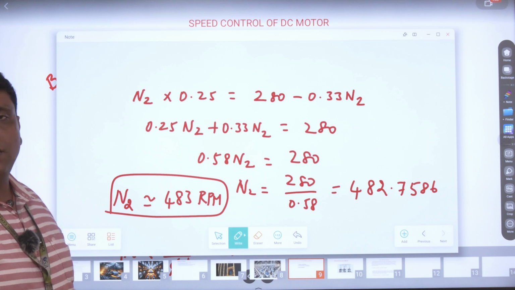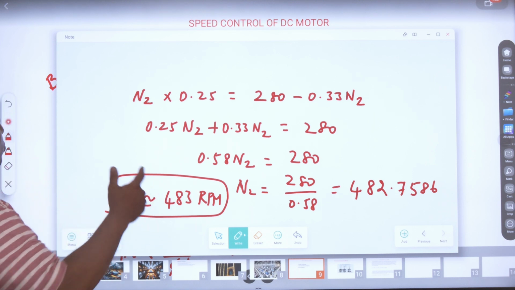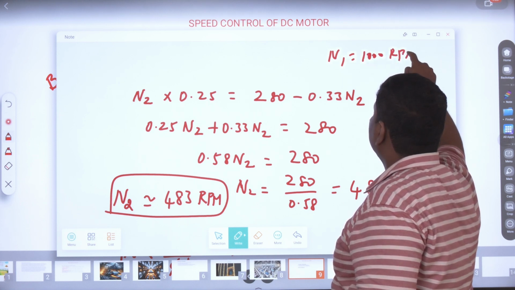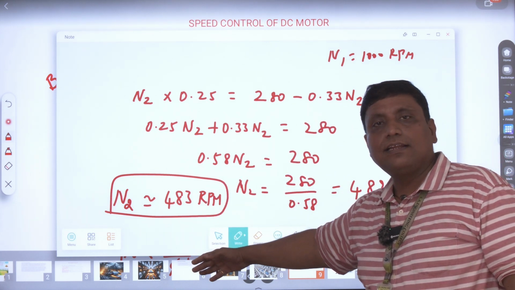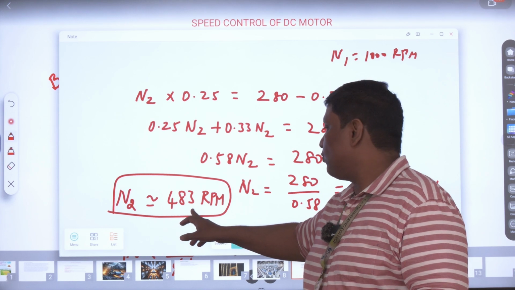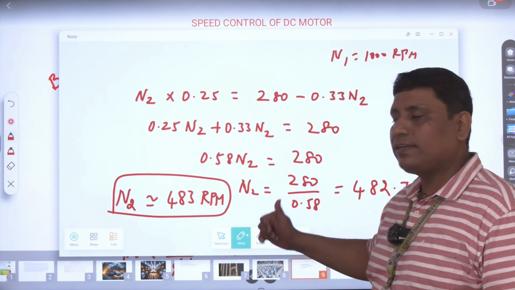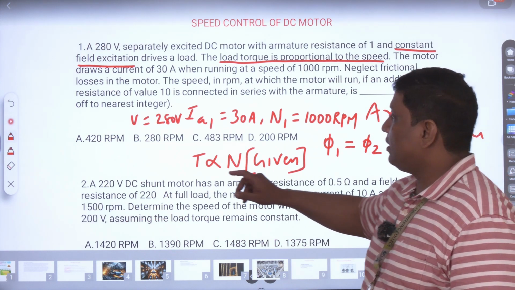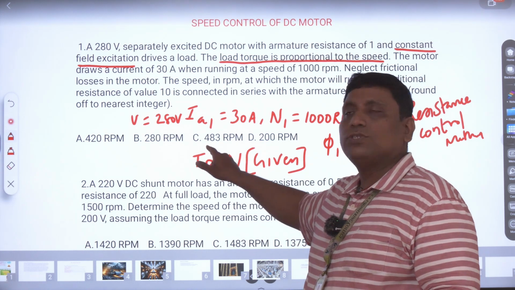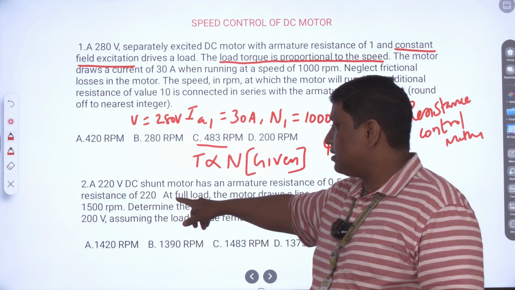Now you clearly understand the problem represents the armature resistance control method. Without external resistance, the speed is 1000 RPM, as given. After adding the external resistance, the speed is drastically reduced to 483 RPM. Now we got the result: the new speed N2 is 483 RPM. Now check the answer. Option A is 420 RPM, B is 280 RPM, C is 483 RPM, D is 200 RPM. So option C is the correct answer, 483 RPM. Thank you. We'll discuss the second problem in the next session. Thank you.